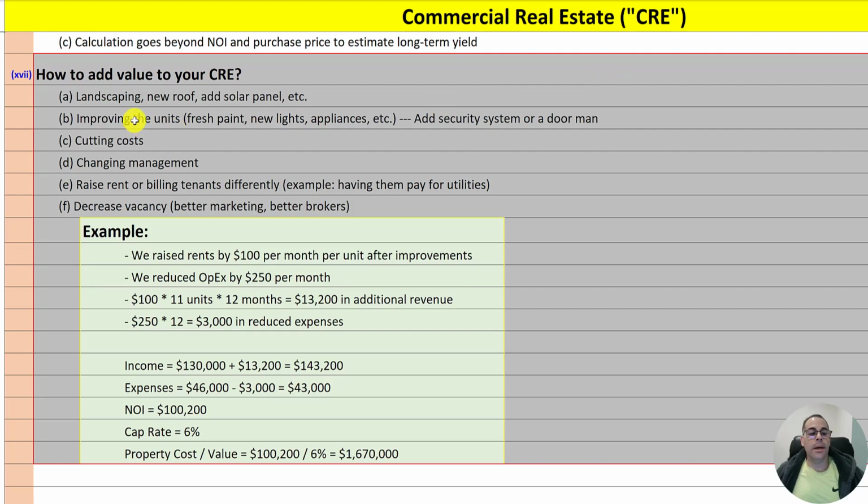Another thing you could do is cut costs. Maybe change management companies. Maybe the management company is charging too much. After you do these things, you could raise rents or bill tenants differently. Instead of them paying just rent, have them pay utilities as well. Decreasing vacancy has a huge impact. How do you decrease vacancy? Market the property better. Find higher quality brokers.